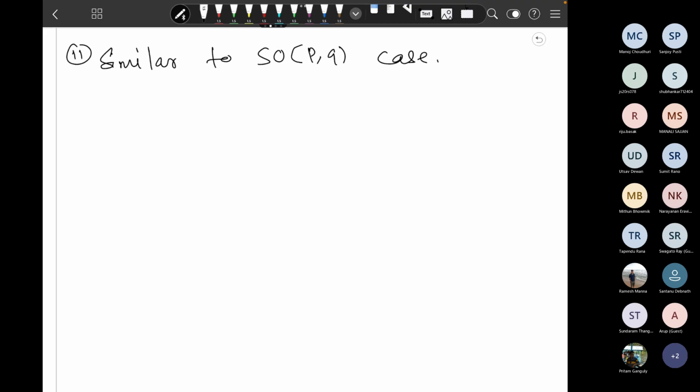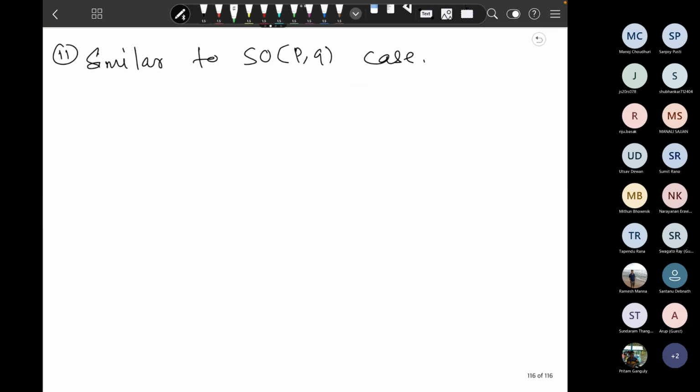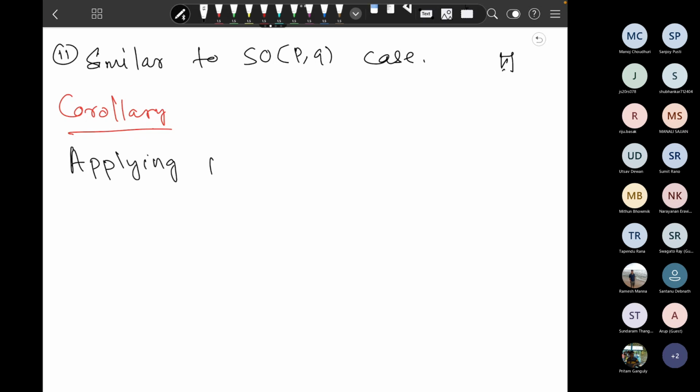Now from here it is easy to see that this is connected, so U(P,Q) will be connected. Let me write it as a corollary: applying the previous proposition and the polar decomposition theorem.